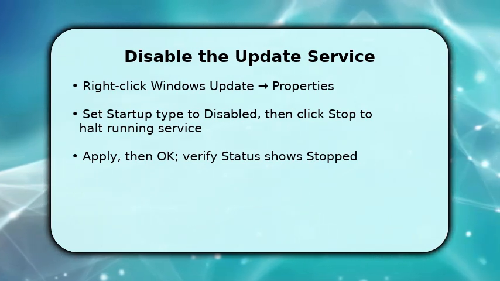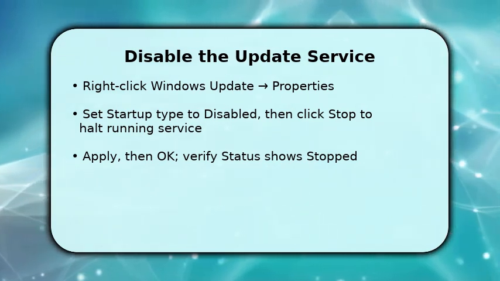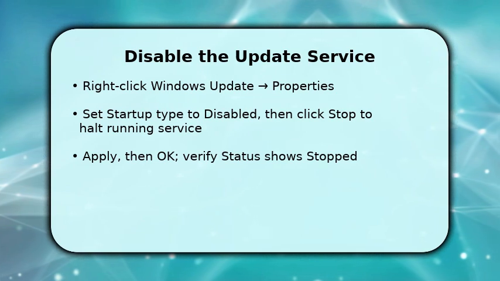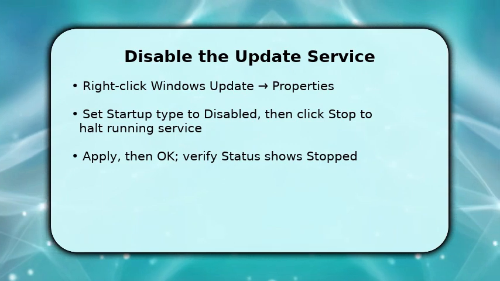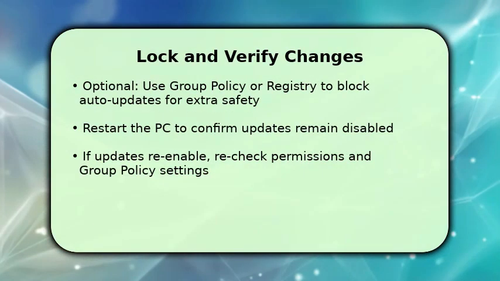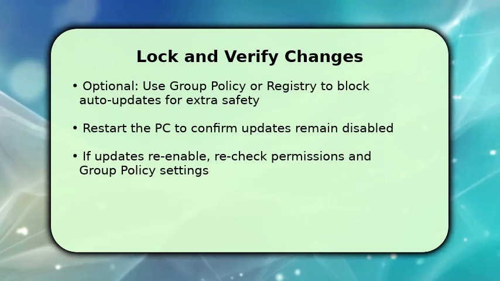Once done, check the status column. It should display stopped. This prevents automatic updates until you intentionally re-enable the service. You finish by verifying persistence and adding a safety layer. Restart your PC to confirm Windows Update stays stopped.